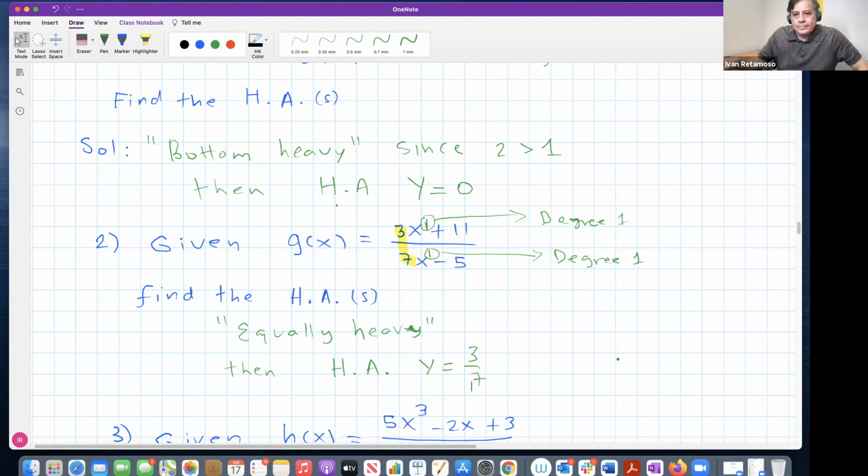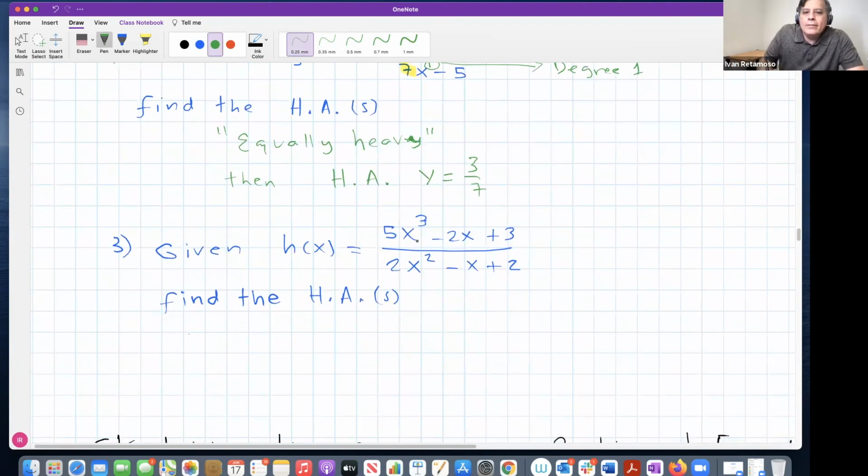All right, now this third scenario, given h of x equal 5x cubed minus 2x plus 3 divided by 2x squared minus x plus 2, find the horizontal asymptotes. If they don't exist, say they do not exist, or no horizontal asymptote. But this one clearly now, what is this? Top heavy, bottom heavy, equally heavy. Very good, Jin. This time, this exponent 3, the degree here 3, is the dominant. So we are dealing with what mathematicians call a top heavy rational function.